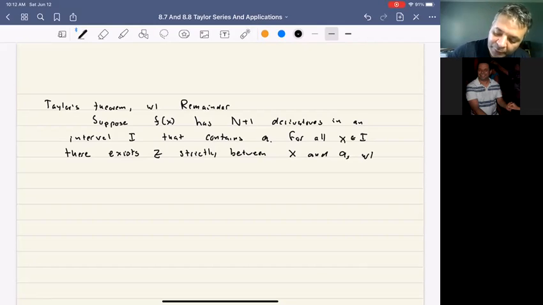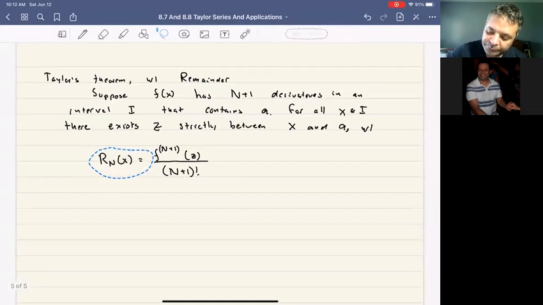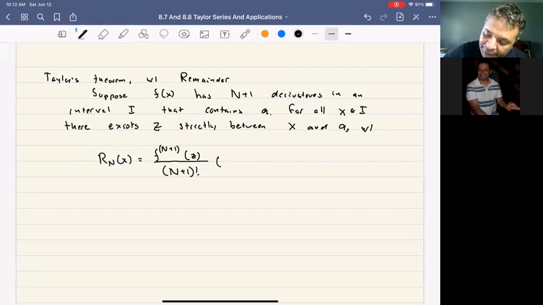where the remainder, remember the remainder that we did, is equal to f sub n plus 1, the n plus 1 derivative, taken at z over n plus 1 factorial, times x minus a to the power n plus 1. So this is giving us sort of an error bound on Taylor's theorem.